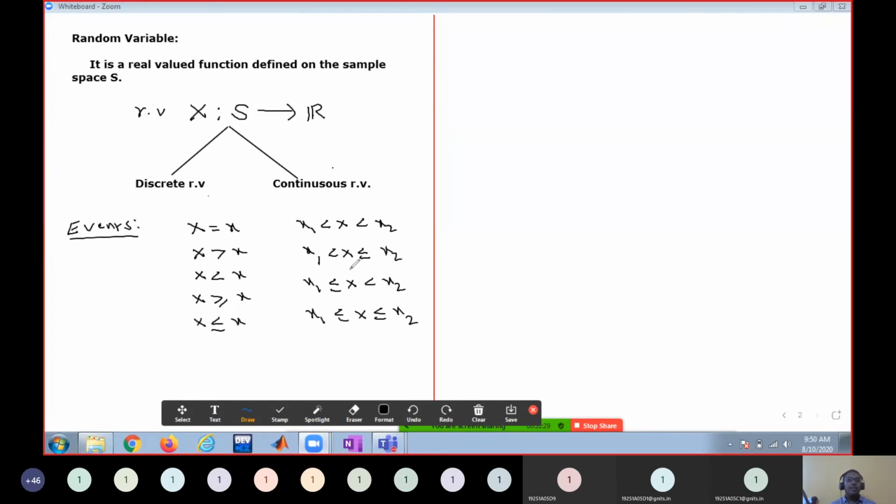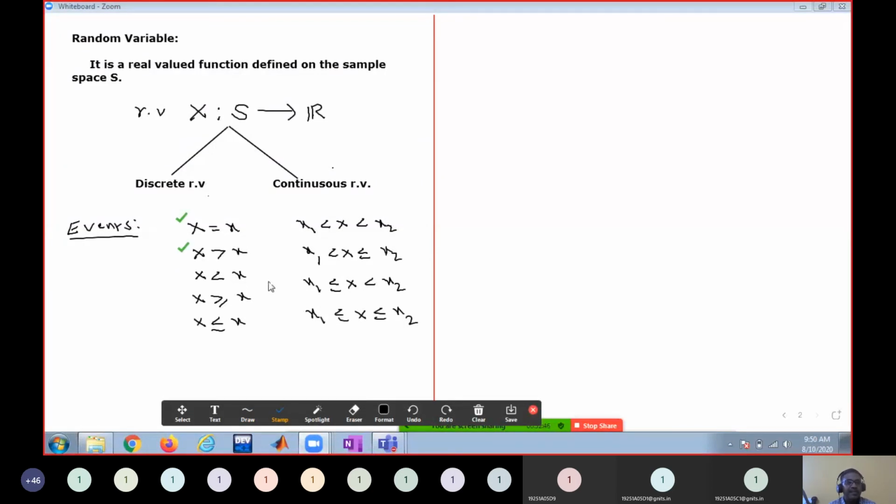Now, to which do we find out the probability? We find out the probability for events. So for all these events, I can assign some probabilities.